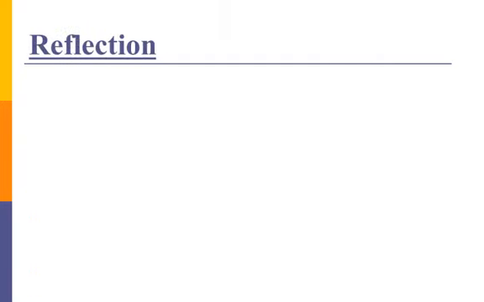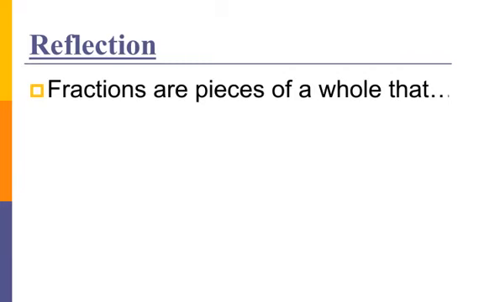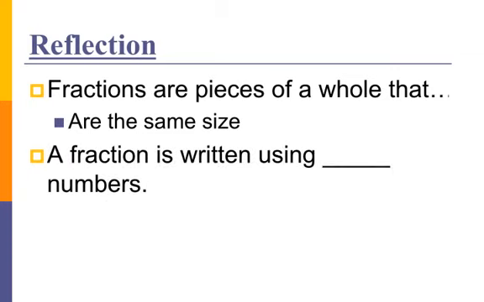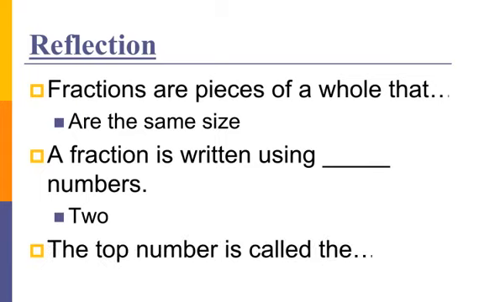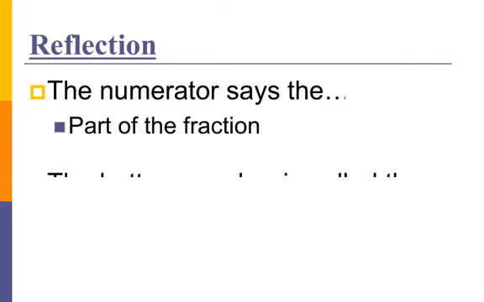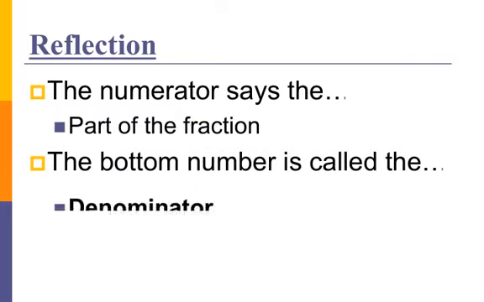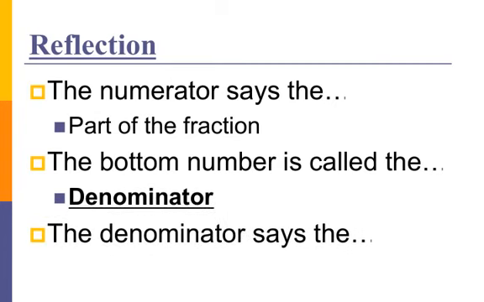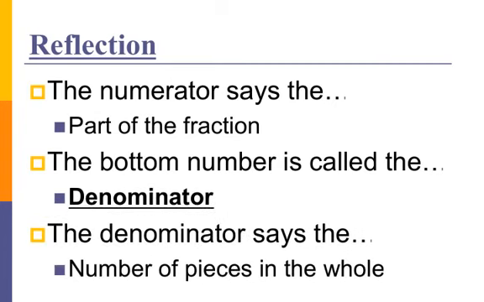So let's review this lesson. Fractions are pieces of a whole that are the same size. Remember, that's the most important part. The pieces in a whole have to be the same size. A fraction is written using 2 numbers. The top number is called the numerator, and the numerator says the part of the fraction. The bottom number is called the denominator. The denominator says the number of pieces in the whole.